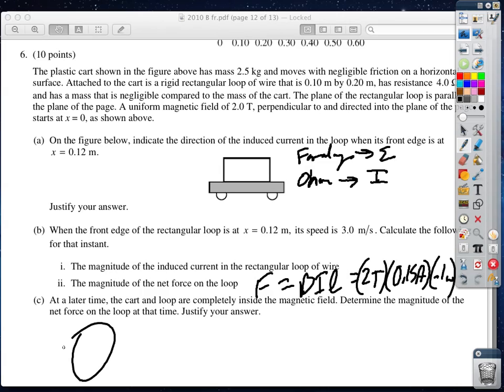Understand, Mr. Faraday talks about EMF, right? Right here. If there's no change in flux, then there is no EMF. And if there is no EMF, then there is no current.